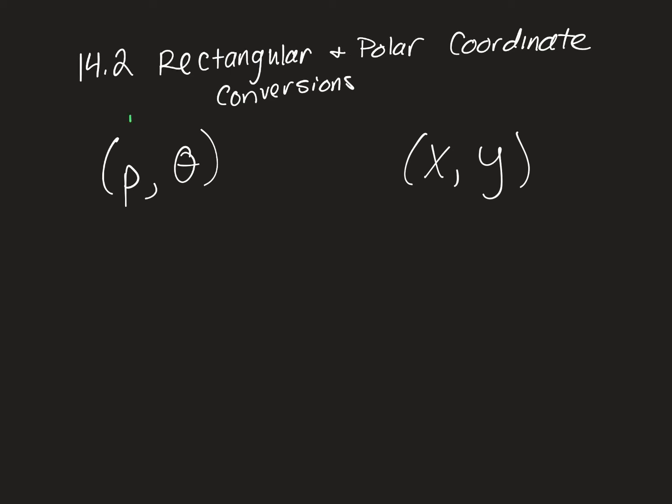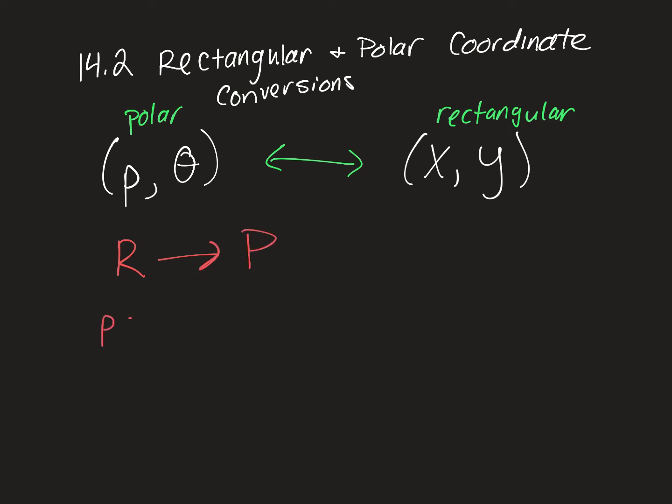All right, so this is polar, and this is rectangular. We're going to learn how to convert back and forth between these two, which is very easy. There's just formulas you plug numbers into. So to go from rectangular to polar, I'm going to do R to P.